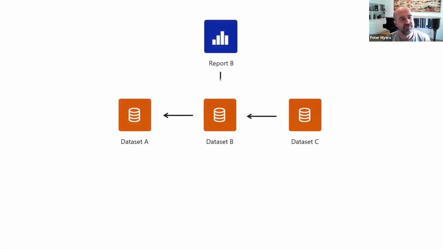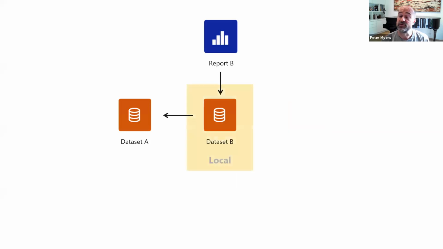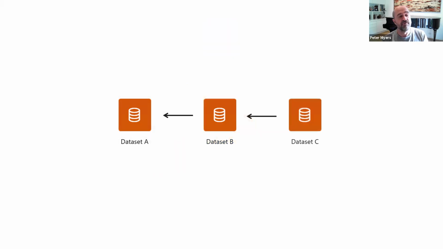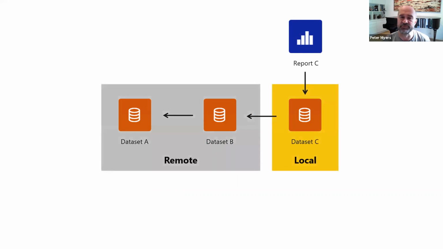Now, what does that mean when report B queries dataset B? Well, dataset C has nothing to do with this, but dataset B is considered local to the report and dataset A is remote. And if we have report C, then we'll see that dataset C in this case is local and datasets A and B are remote.